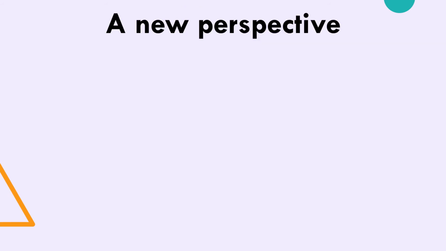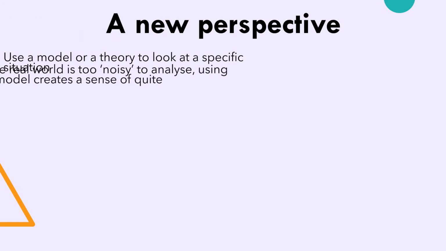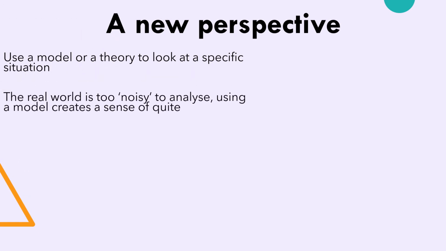The second approach is a new perspective. This is when you use a model or a theory to look at a specific situation. The real world is too chaotic, too noisy, too anarchic, too complex, too multifaceted to analyze. So you use a model to simplify things, to create a sense of quiet. So this is why you're using a model or a theory to look at a specific situation.